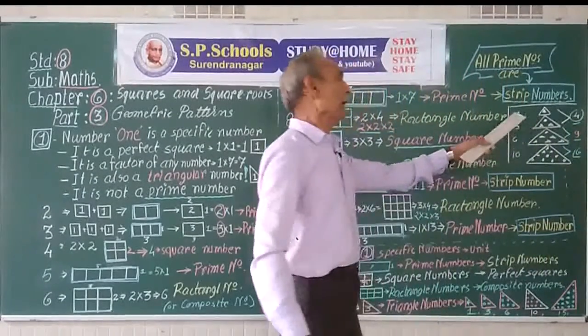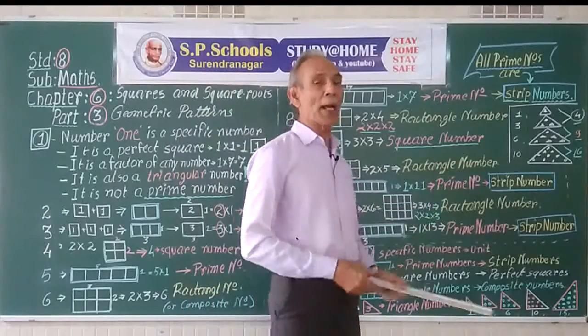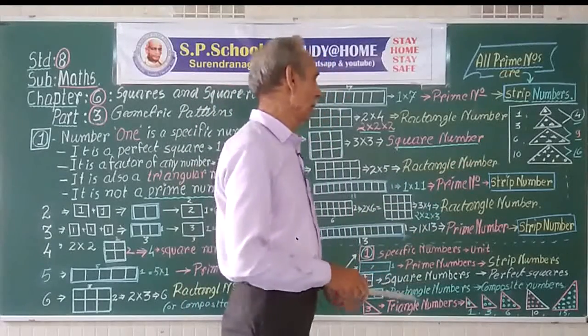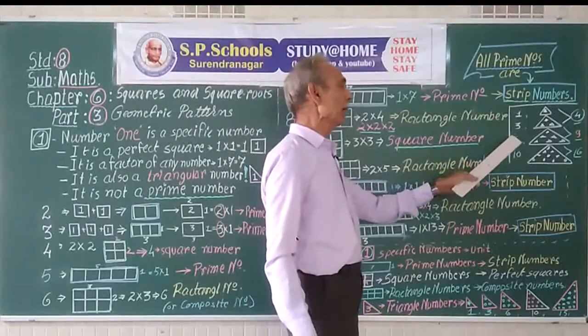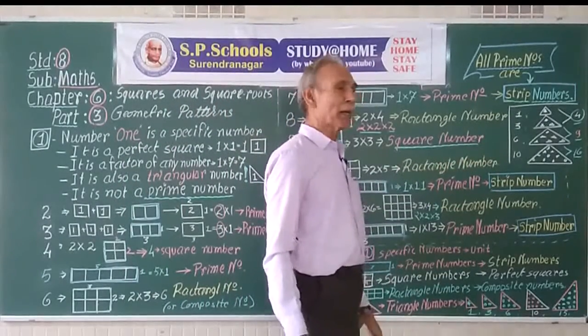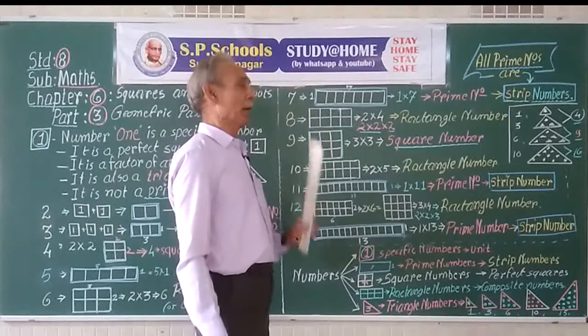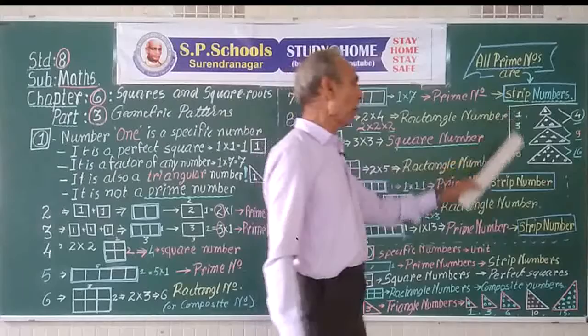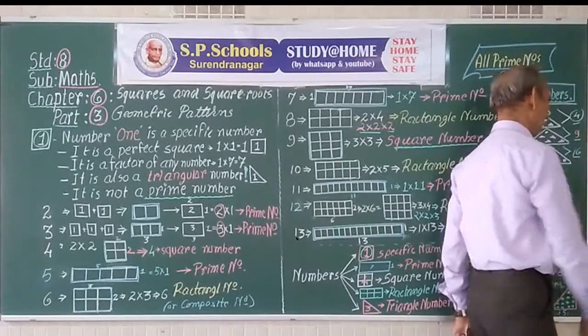Two neighboring triangular numbers make a perfect square. The sum of any two neighboring triangular numbers gives us a perfect square number. It is a very peculiar property of these triangular numbers.